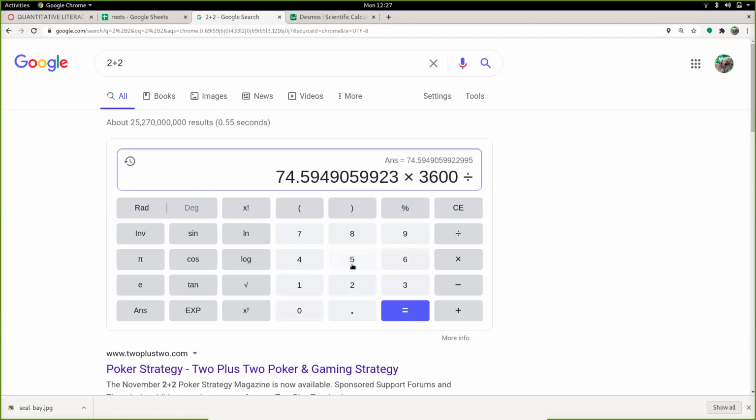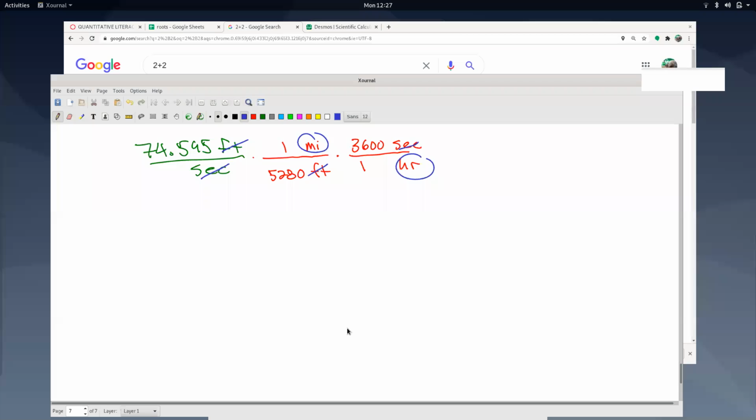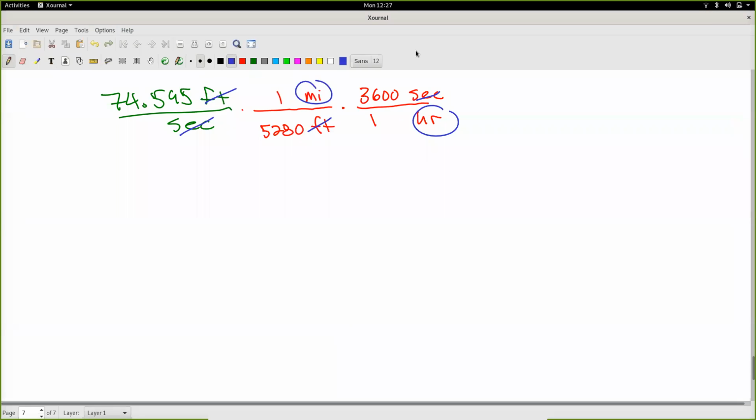And sometimes I forget whether I should multiply or divide, which is why I set up that fraction. That tells me. Okay, so that would be more like 50.86 or 51 miles per hour. So this is approximately 50.86 miles per hour.